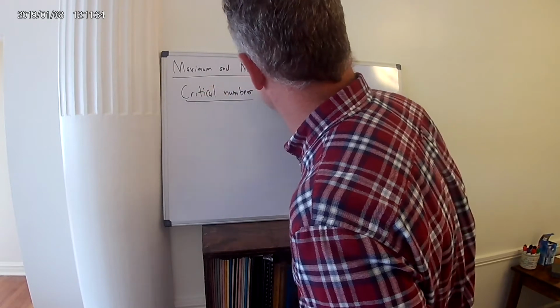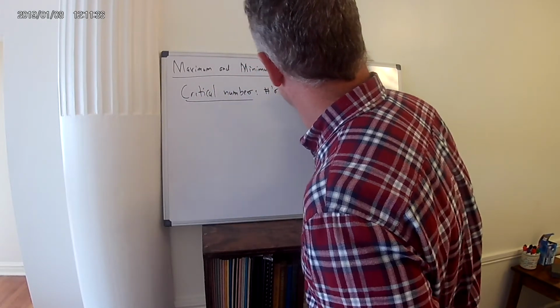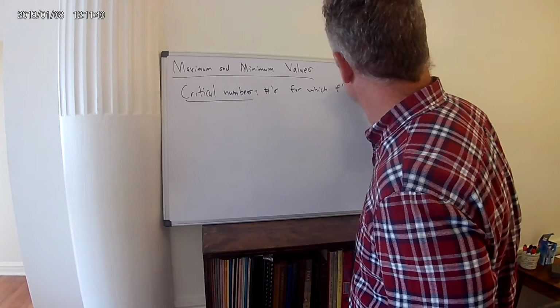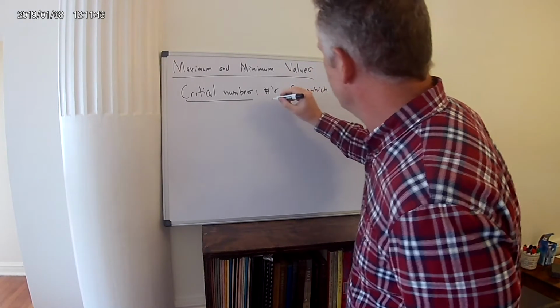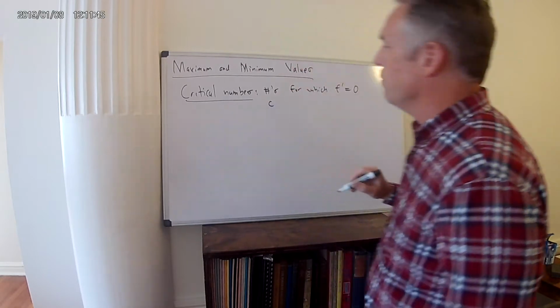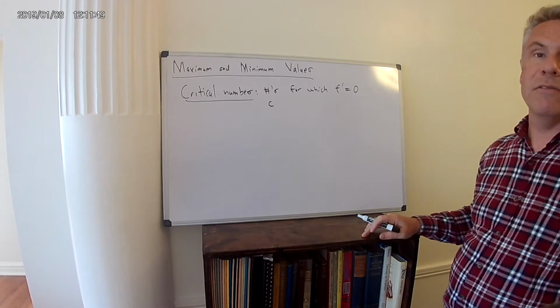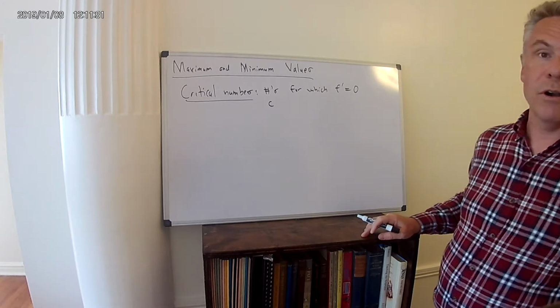These are numbers for which f prime equals 0. They're often indicated with the letter C. So these are basically the values of x for which the derivative of a function is equal to 0. Those are your critical numbers.